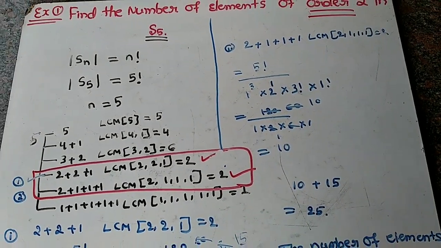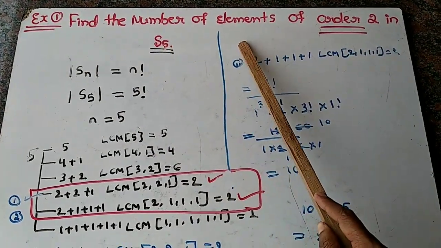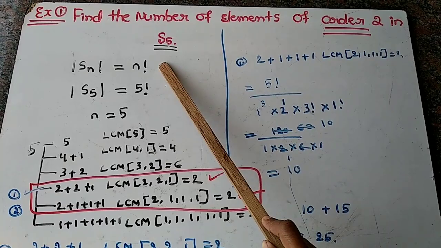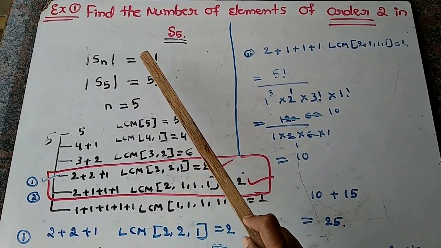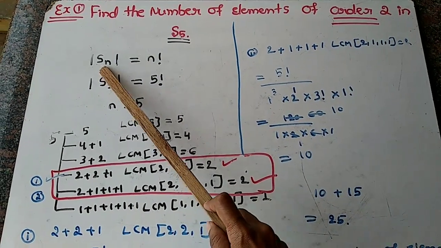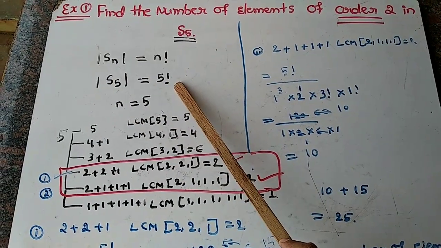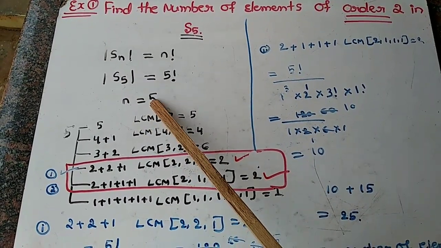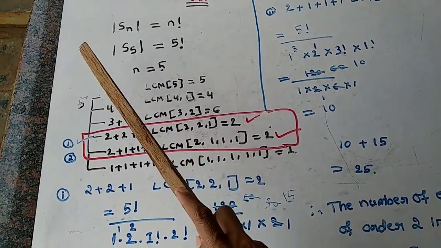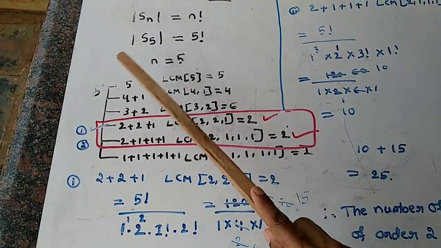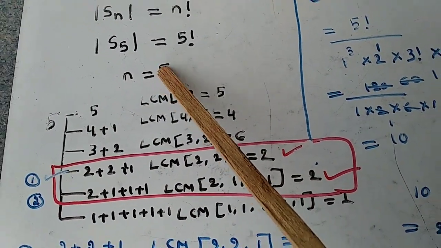Okay, let me revise once. So for finding the number of elements of order 2 in S5, what you have to do is first take the cardinality. Cardinality of Sn gives you n factorial, and cardinality of S5 is that's why 5 factorial. So here our n is 5. So this is your first step. So in the second step you have to take the partition of this 5.